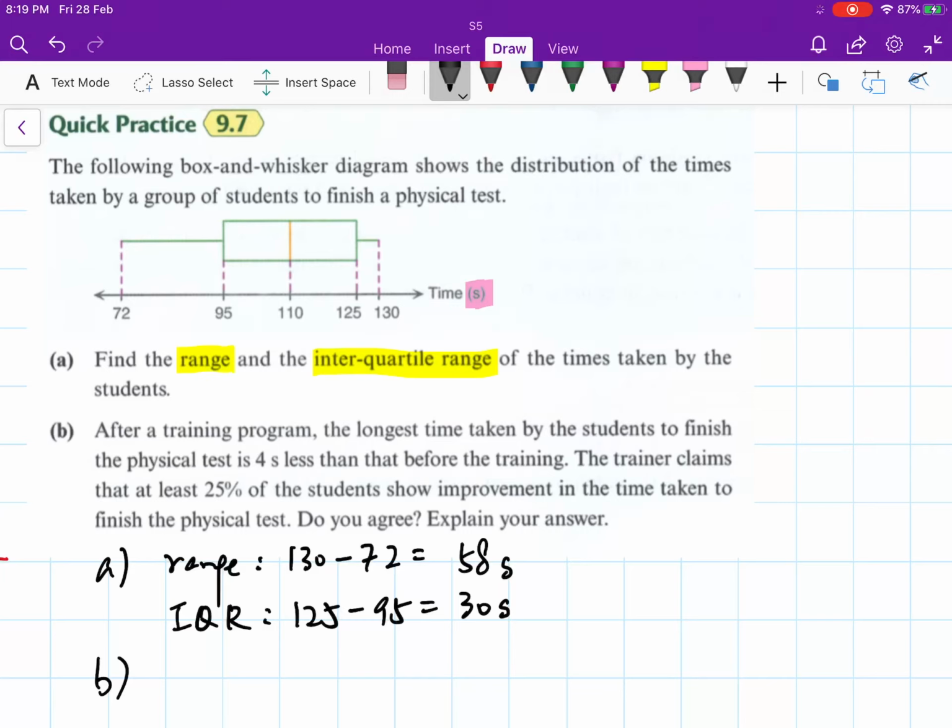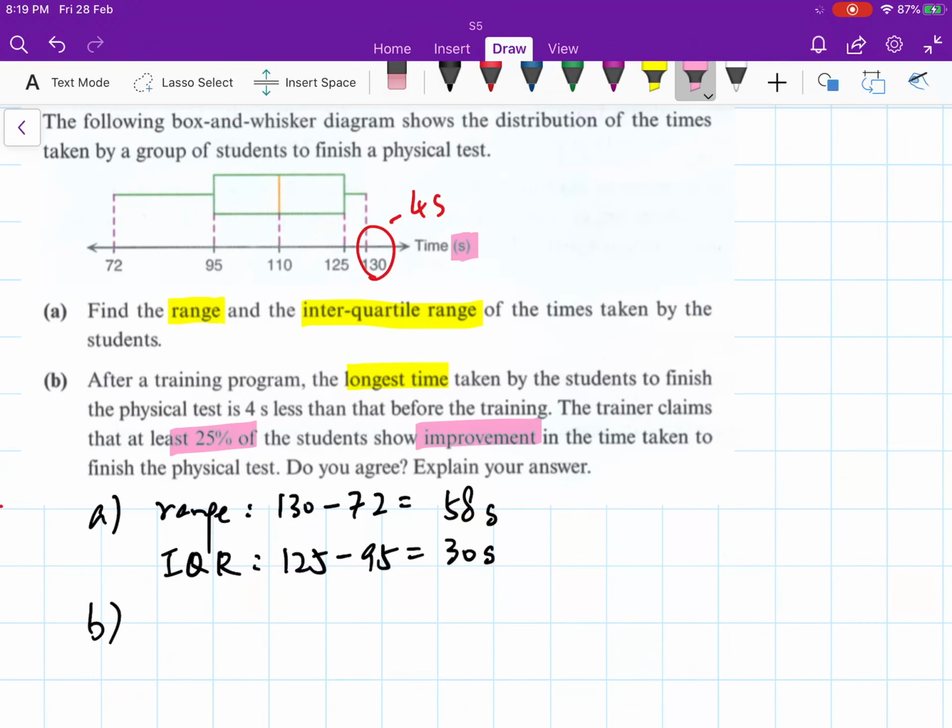Let's see what the B part asks for. B part says that after a training program, the longest time taken by the student, so be careful about this. Longest time, of course, is talking about the maximum, right? So the longest time taken by the student to finish the physical test is 4 seconds less, minus 4 than before. The trainer claimed that at least 25% of the students show improvement. Do you agree? Explain your answer.